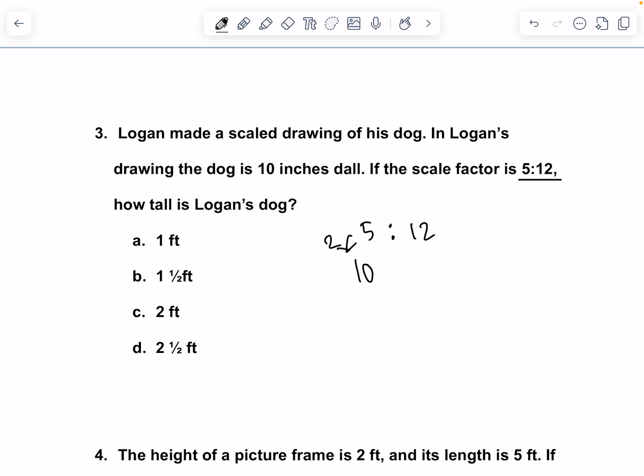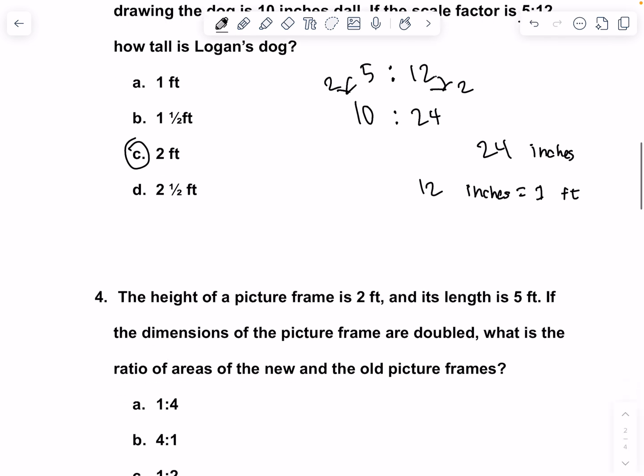5 times 2 is 10. So we do the same for this one. 12 times 2. That would be 10 to 24. So this means in real life, Logan's dog would be 24 inches. And we know that 12 inches is equal to 1 foot. So we know Logan's dog in real life is 2 feet tall.